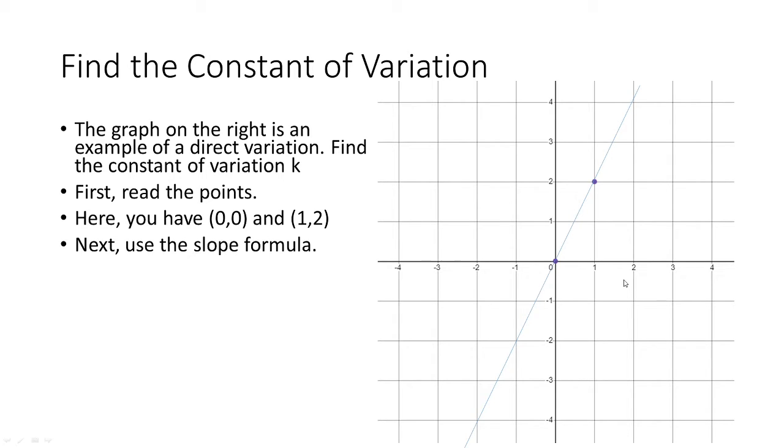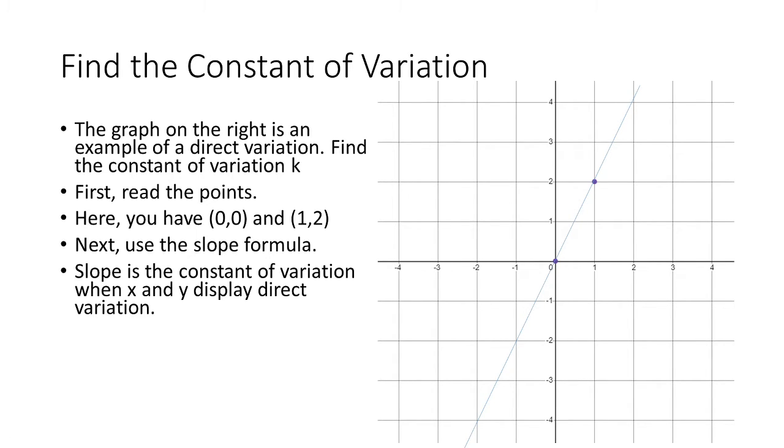Now, to get the constant of variation, I'm going to use the slope formula. You can do that when x and y display direct variation. I mean, you can use the slope formula with 2 points anytime as long as the line is straight. But slope is the constant of variation when we have direct variation. Anyway, slope of a line is y2 minus y1 over x2 minus x1. I picked 1, 2 as x2, y2 and 0, 0 as x1, y1. I like to pick the point further to the right as being x2, y2 because it's more sensible to me.